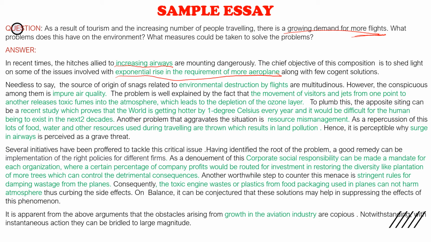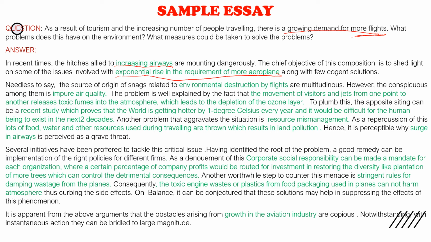Okay, so destruction to the environment caused by flights has many problems. Okay, multitudinous. However, the conspicuous among them is impure air quality. Because of increasing flights, there is air impurity. Then I'm going to explain the movement of visitors and jets from one point to another releases toxic fumes into the atmosphere, which leads to the depletion of the ozone layer.